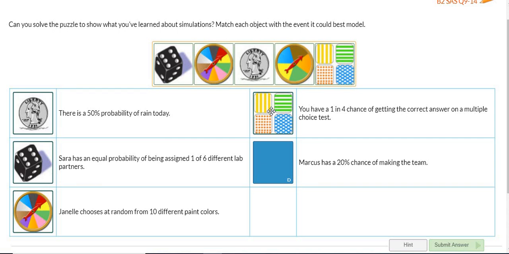And 13, Marcus has a 20% chance of making the team. Okay, that one might be a little confusing. I need to know how many sets of 20% are in 100. 2, 4, 6, 8, 10. That's 5. So I need 5 sections. And this little spinner here has 5 sections. So that is A for your paper.